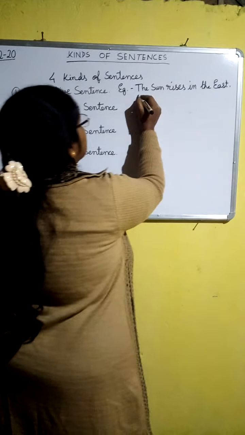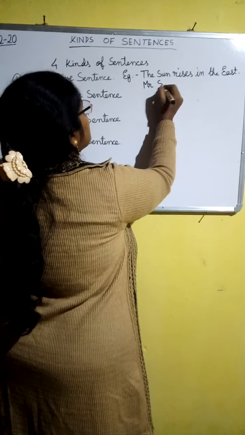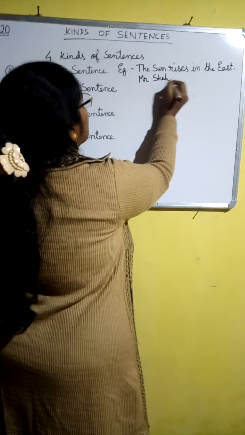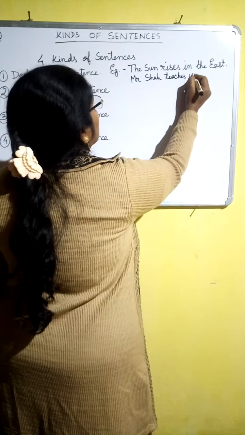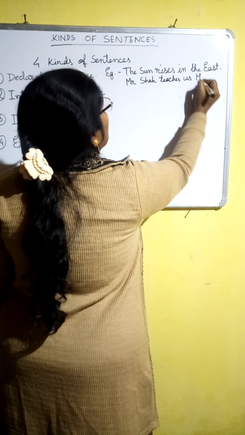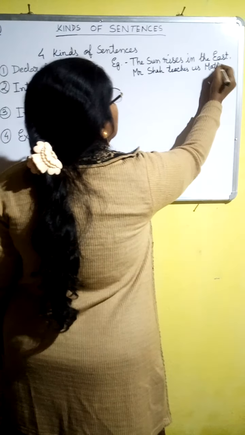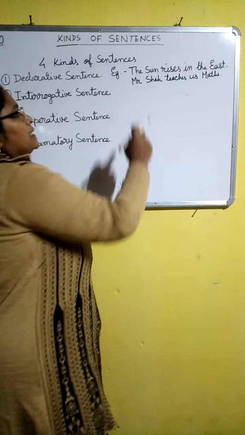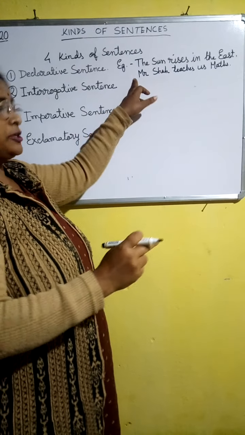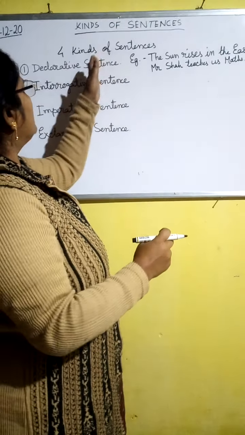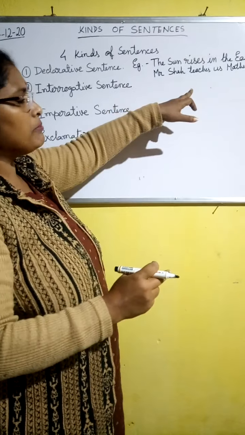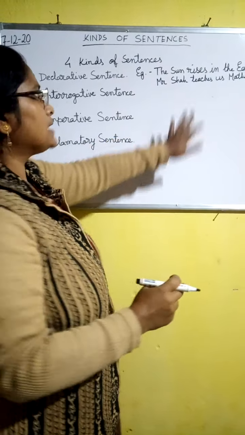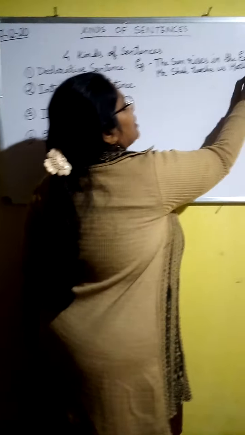Again, you see, Mr. Shah teaches us mathematics. Okay, this is a statement. So this type of sentences are called declarative sentences, and always remember, declarative sentences end with a full stop.